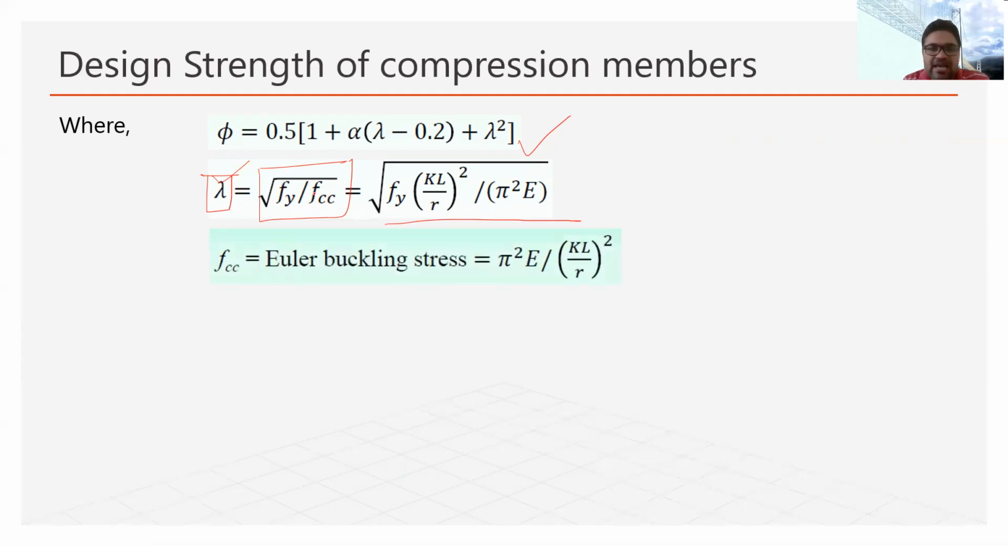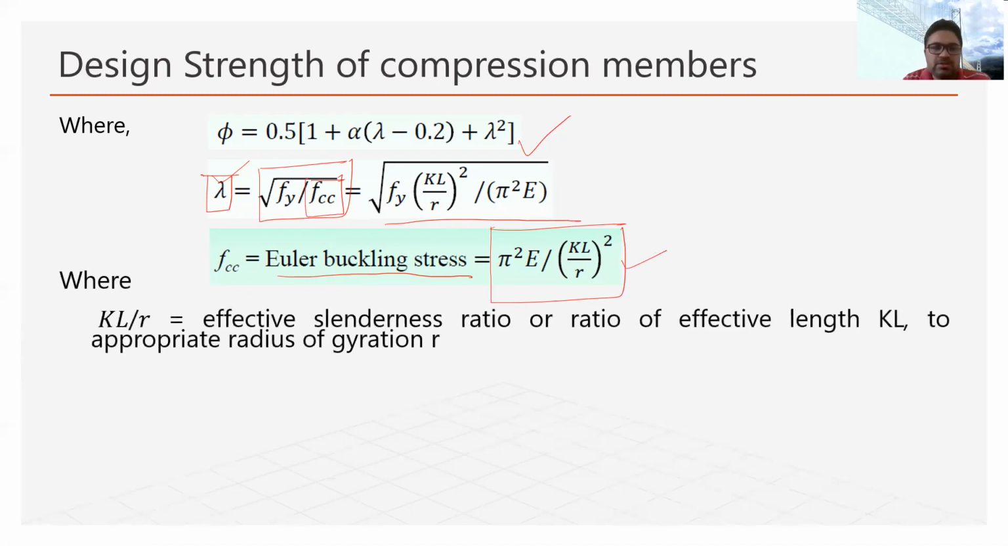This FCC is basically called the Euler buckling stress. As I said, Euler theory will be applicable here also, but only in parts, because Euler theory is mainly applicable to ideal columns. In some parts we use the same concept, but for the real column. So in this case, the Euler buckling stress is given by this, which is again given in the IS code. Here KL by R, where KL is the effective length that we have seen in the previous part, is the effective slenderness ratio.